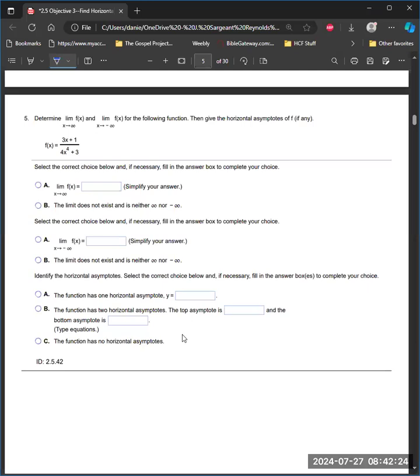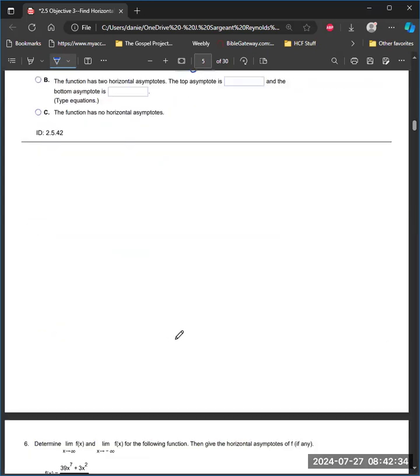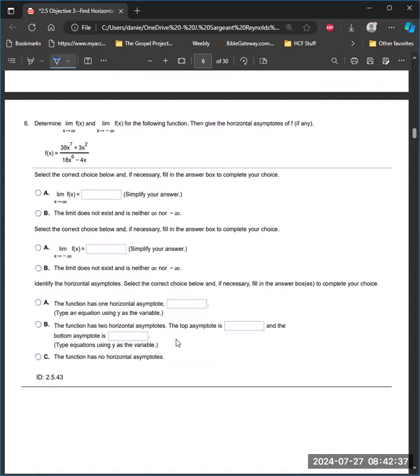Degree of the top is smaller than degree of the bottom, so again, y equals 0. Degree of the top is bigger than degree of the bottom now, so now we need to be careful what the asymptote is, and we're going to have to maybe use some long division to help us here, but I'm just going to simplify this into 39x plus 3x to the -4th over 18 minus 4x to the -5th.